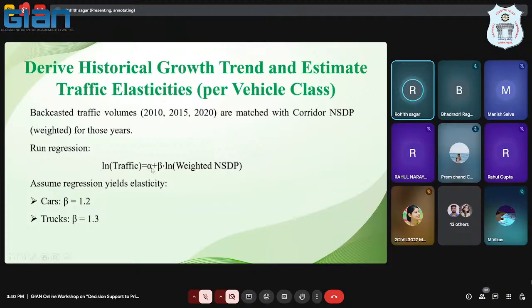What we have to note is the elasticity parameter, that is beta here. What this elasticity will tell us is, if you see here, cars elasticity is 1.2. What it defines is that a 1% increase in the economic variable, that is NSDP, will result in a 1.2% increase in the traffic growth of cars, and for trucks it is 1.3. So by seeing this, we can say that the growth rate of trucks is more than cars based on weighted NSDP.